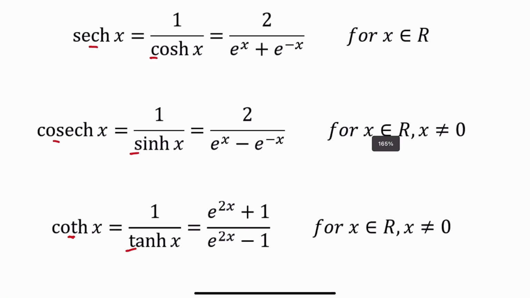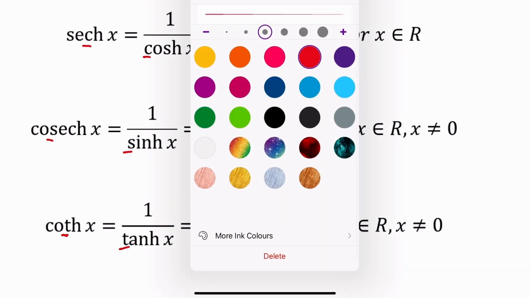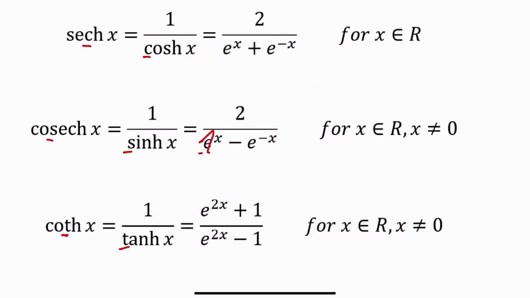This one, hyperbolic cosec, will not exist whenever x is equal to 0. So if you think about what happens when x equals 0, this term here would just become a 1, and this would become a 1. So what you're going to have is 1 minus 1, which is just going to be 0. You're going to get a 0 on the bottom line. Basically, in mathematics, you get a 0 on the bottom line.